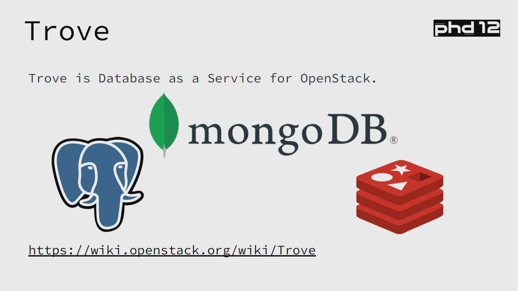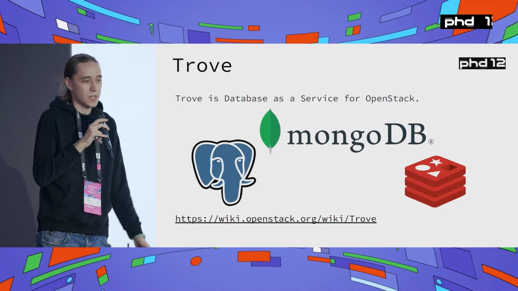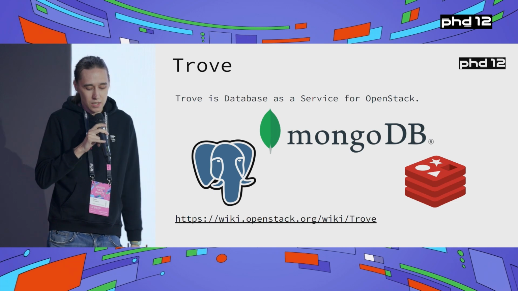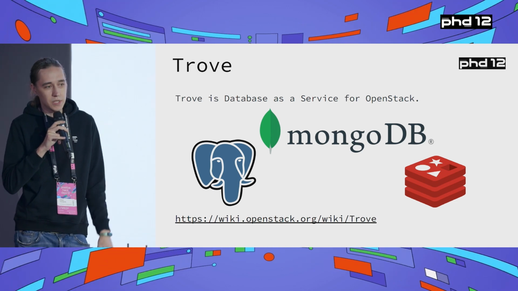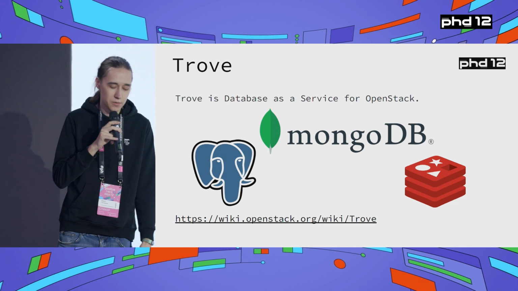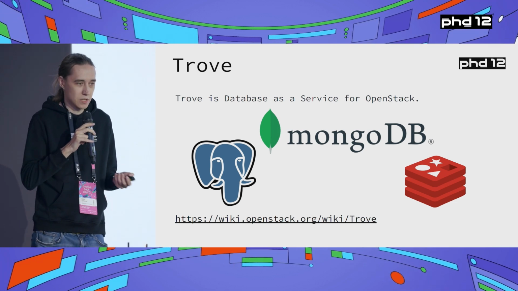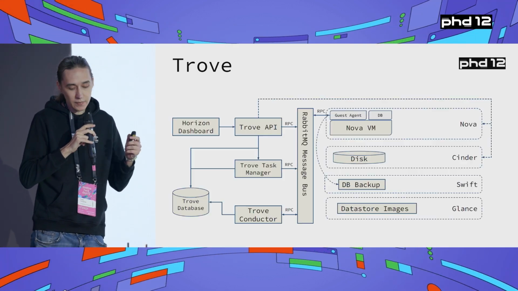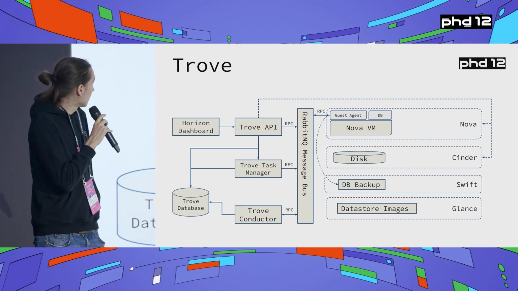Trove enables creation of managed databases in OpenStack. So in your web interface, you can choose that you want to have MongoDB, Postgres with such and such capacity, such and such architecture, single node or whatever, and then you will be able to back it up. All this is done in web interface. It's actually very, very convenient.